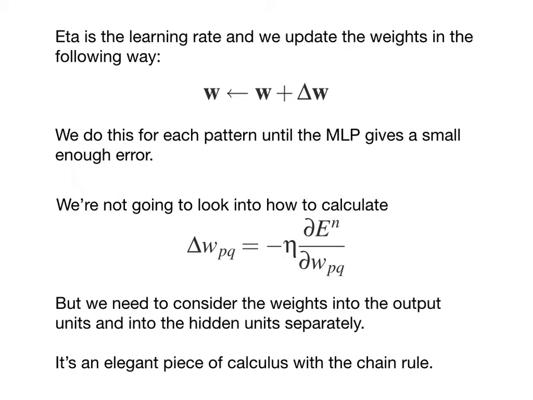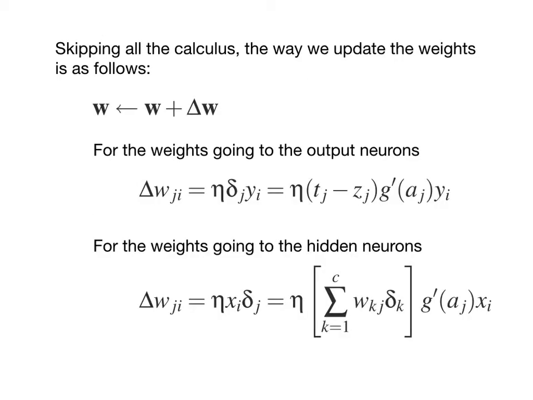Okay, so we're not going to look into how we calculate that change in weight as minus eta times the partial derivative of the error with respect to the weight. We're not going to go into that in detail, but we do need to consider the weights that go into the output neurons and the weights that go into the hidden neurons separately. There's a really nice piece of calculus that essentially just uses the chain rule to calculate these. If you're interested, I really urge you to go and chase it up, because it's really quite nice and reasonably easy to calculate. But we're going to skip all the calculus. So this is the answer.